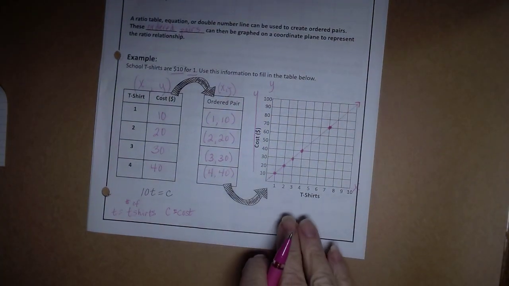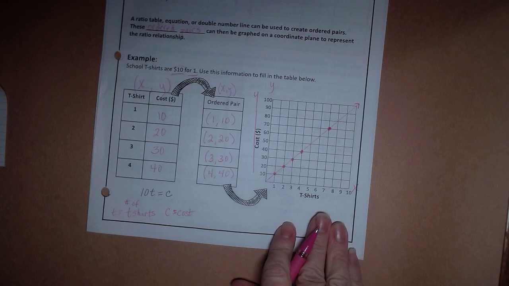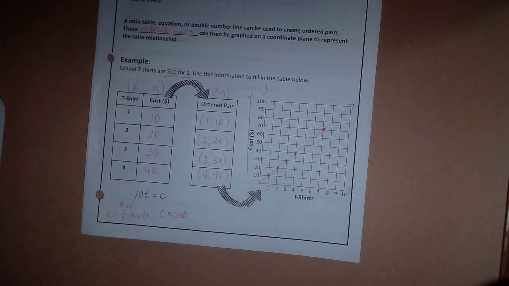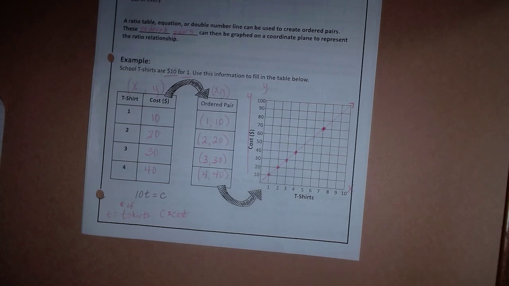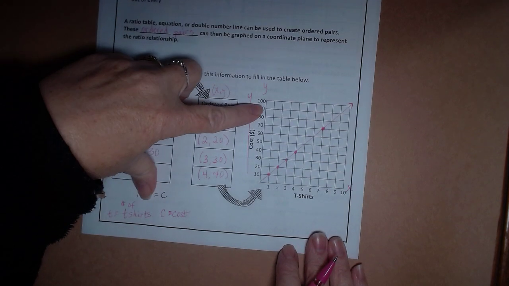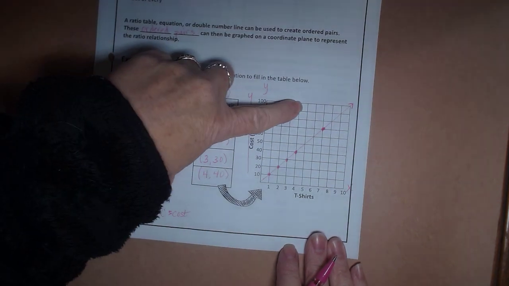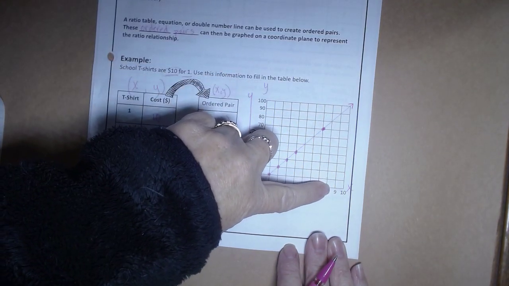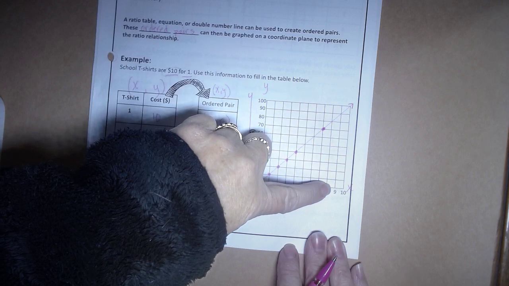Let's try another one. So what about at let's say 90? Let's say maybe we ask it differently. If the cost is $90, how many t-shirts can that buy? So if we go to 90 and we follow 90 across to where we hit the line, and then we can follow that back down, we see it's 9.